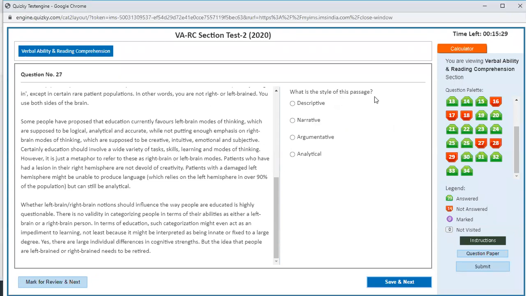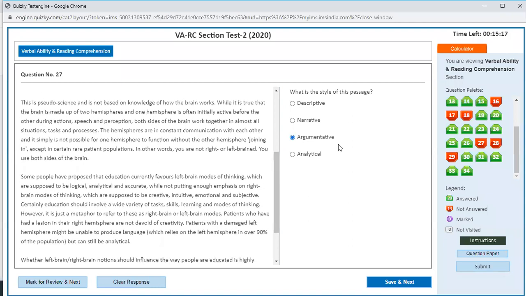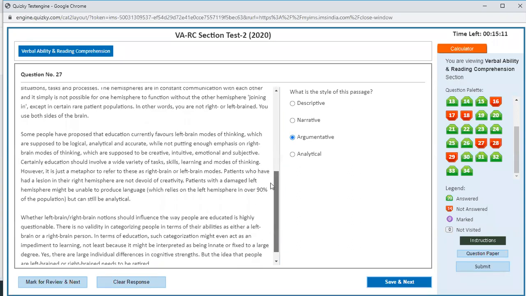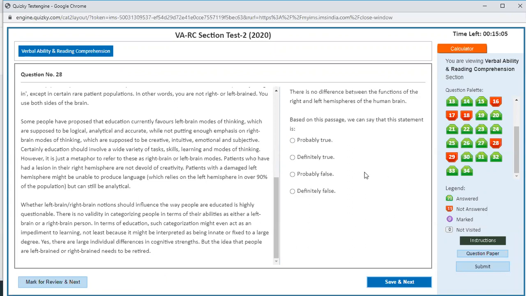Next. What is the style of this passage? Descriptive? No. Narrative? No. Argumentative? Argumentative because in the first 2 paragraphs, author is introducing an idea, widely spread idea, widely known idea. उसके बाद author is contradicting it later. Analytical, not much, क्योंकि काफी examples और काफी analysis नहीं करा है author ने, अपने opinions डाले. So argumentative is the best option that is coming out for me.